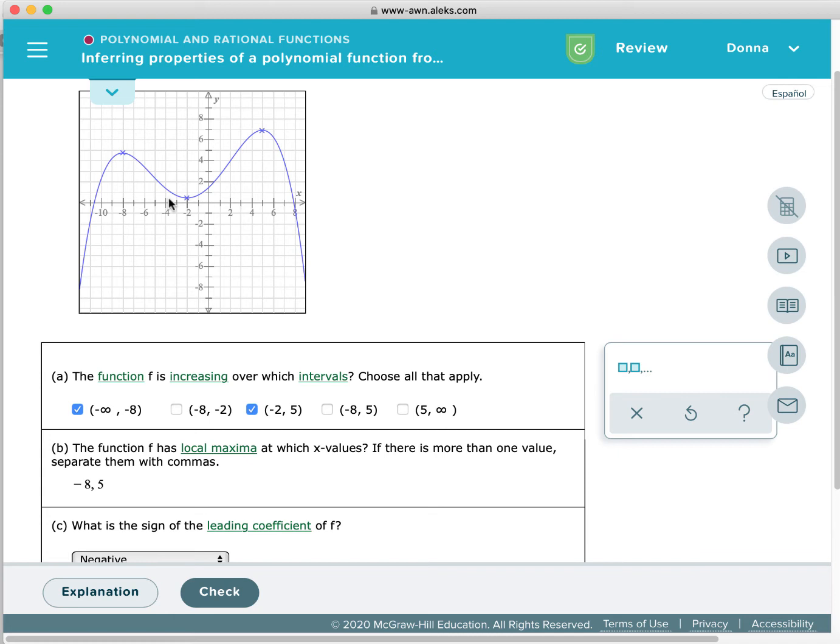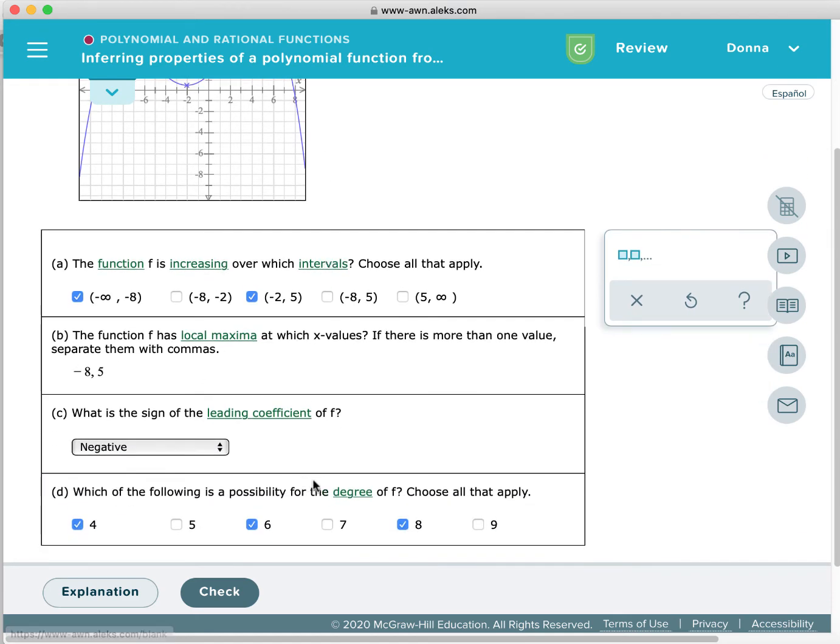So 1 more than 4 would make it 5. However, we know that this won't work being a 5. It has to have an even exponent. So I have to go, well, what's an even exponent that's 5 or more? And an even exponent that's 5 or more would be, in this particular case, 6 and 8.